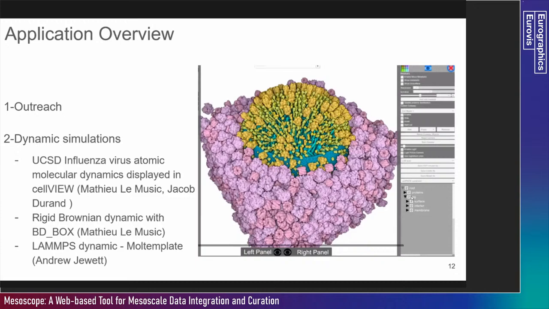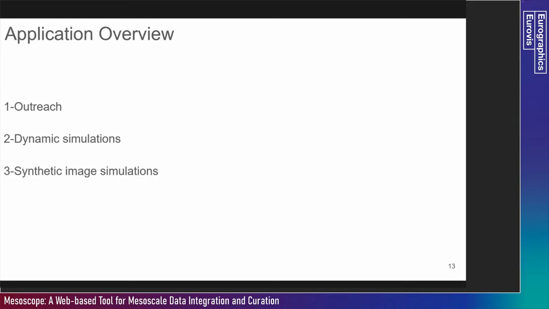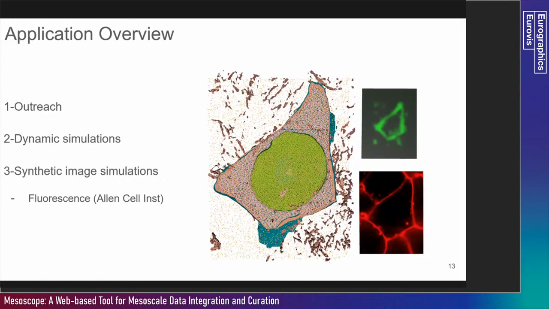And finally, I'd like to finish with another application that will try to bridge the gap between the experiment and the model. Since we have the atomic information, we can do synthetic image simulation. So for instance, with the Allen Institute, we can do fluorescence simulation. We can take a slice of a human cell, distribute proteins at the surface and inside, pick one, and act as if it was a fluorescent protein. And then we can compare with the experimental data, so we can compare the distribution.